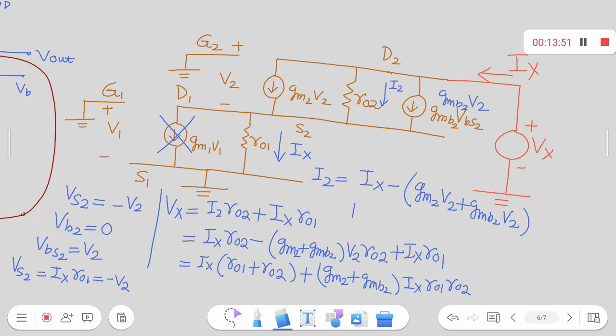So if you just take the ratio Vx upon Ix, that will give you the output resistance Rout, that is equal to Vx upon Ix. That is given by RO1 plus RO2 plus (GM2 plus GMB2) times RO1 RO2. Is it a familiar expression? Hopefully you have seen this expression. What I am getting is Rout is equal to RO1 plus RO2 plus (GM2 plus GMB2) times RO1 RO2.